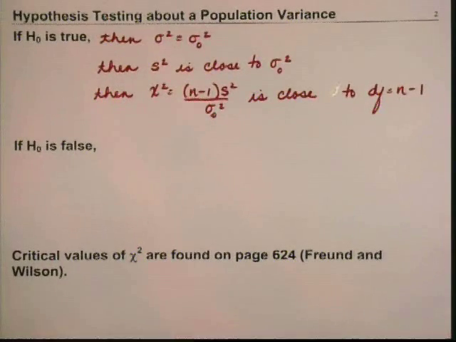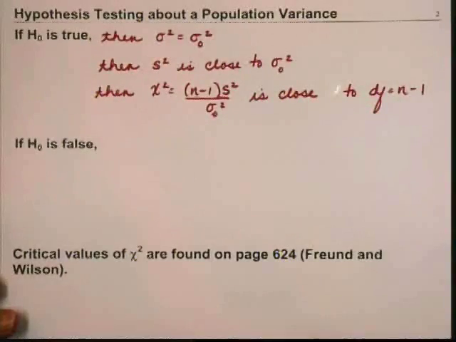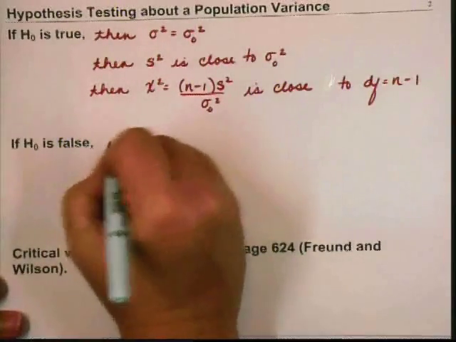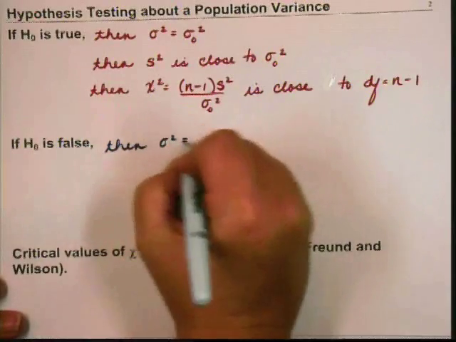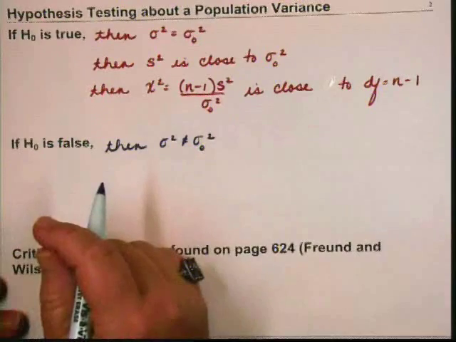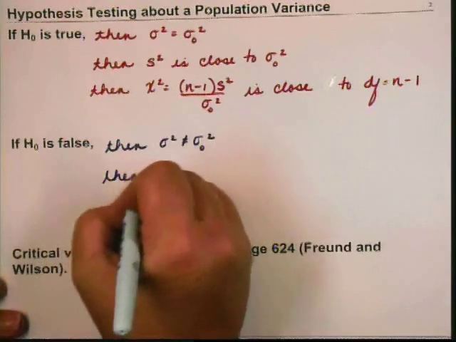If the null hypothesis is false, then what happens? Kind of just the opposite conditions than what we wrote up here. If the null hypothesis is false, then our value for the population variance is not this sigma naught squared. Then what can I say about chi-square?